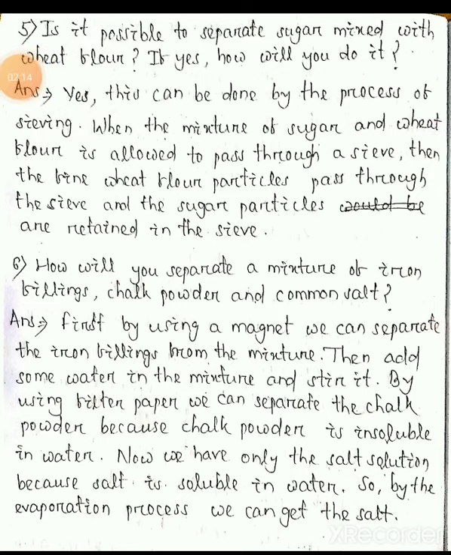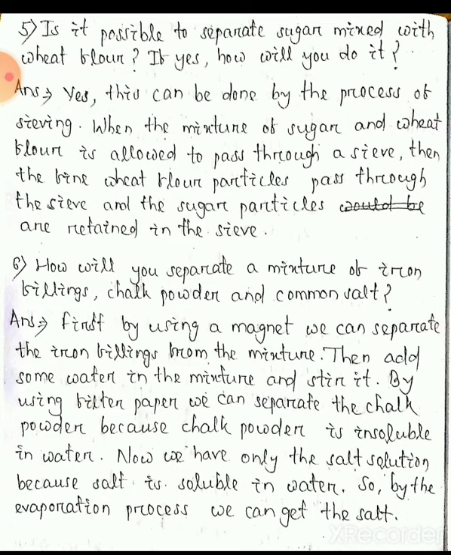Sixth question. How will you separate a mixture of iron filings, chalk powder and common salt? As we can see here, iron filings are given, so we must use a magnet. First, by using a magnet we can separate iron filings from the mixture. Then which components are left? Chalk powder and common salt.